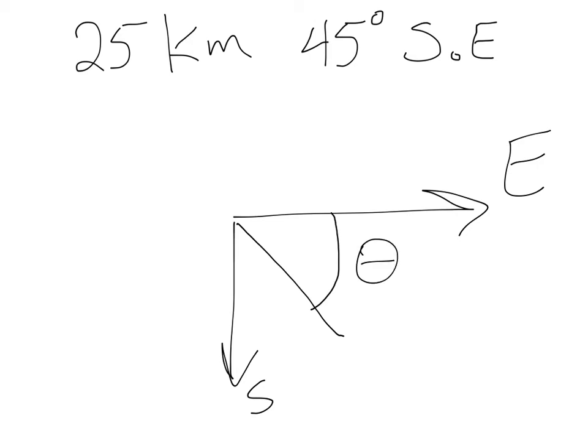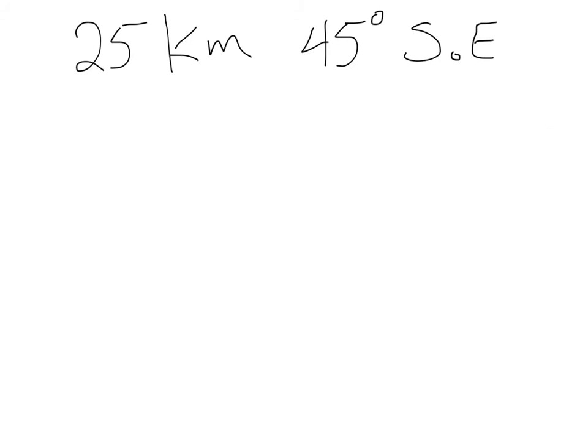And so this is our angle right here. So if we're moving 25 kilometers south of east, then our vector is going to look like this. And we'll say that that is 45 degrees and this is 25 kilometers. So that's our first vector.